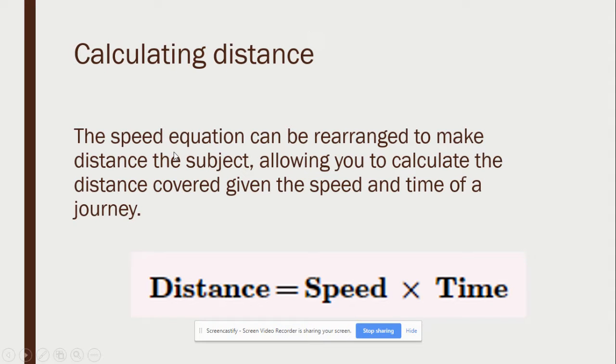So if you're calculating the distance, the speed equation can be rearranged to make the distance the subject, allowing you to calculate the distance covered from the speed and the time of the journey. So if you're going to get distance, you multiply your speed by your time. Okay, write that one down as well.